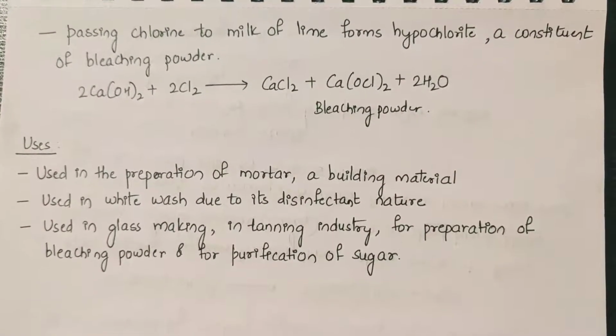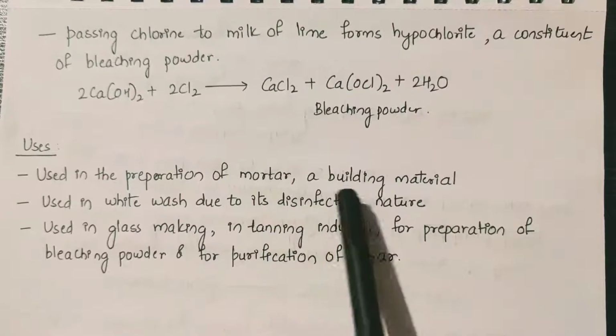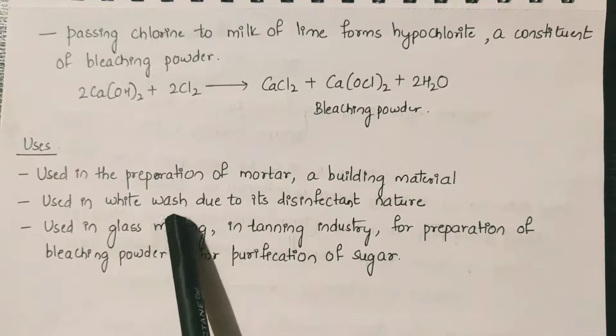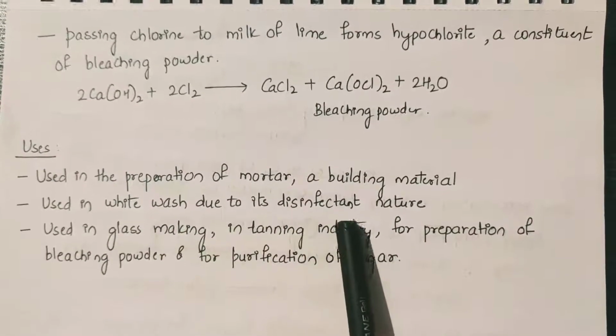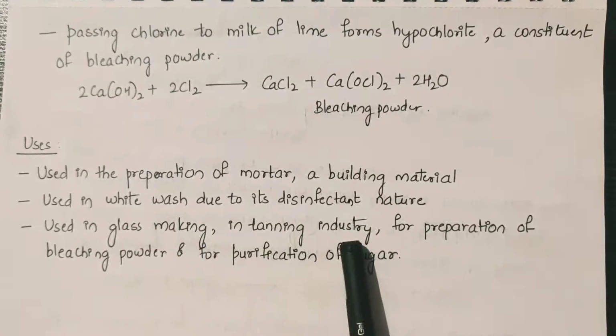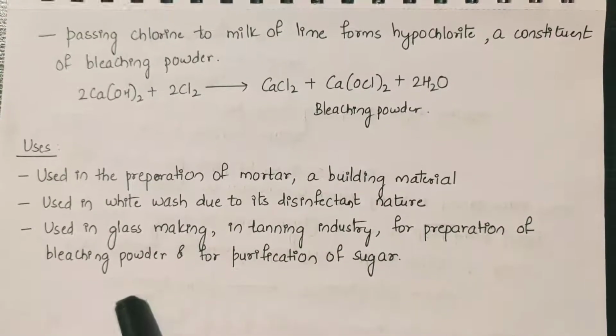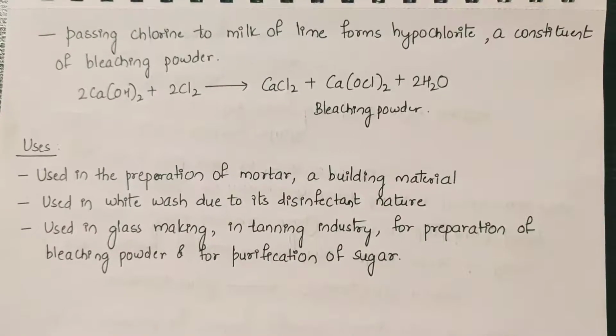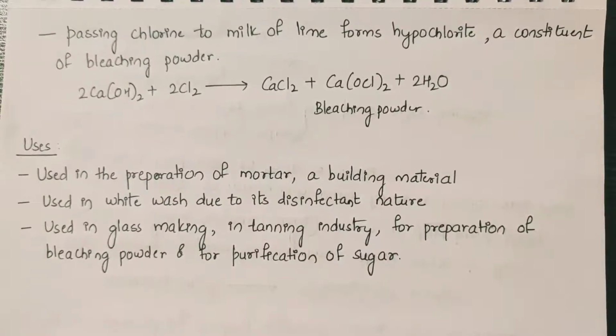It is used in the preparation of mortar, which is nothing but a building material. Okay, it is also used in whitewash due to its disinfectant nature. Used in glass making, in tanning industry, for preparation of bleaching powder, and also for purification of sugar. So these are some of the important uses.